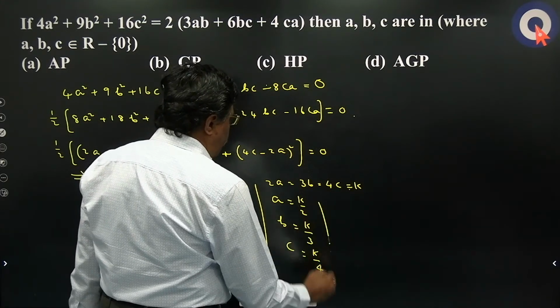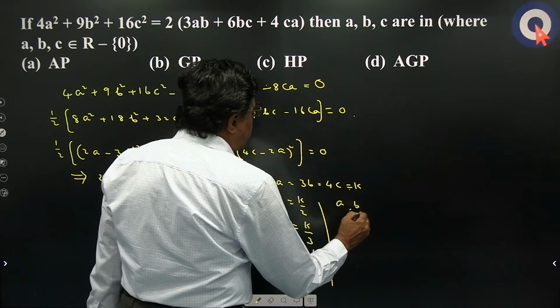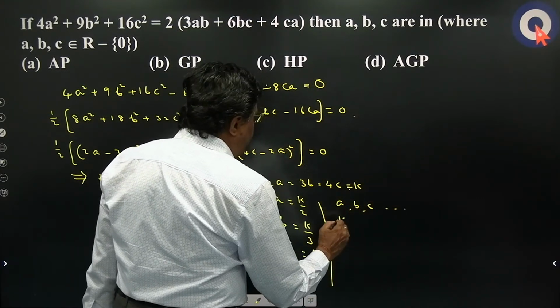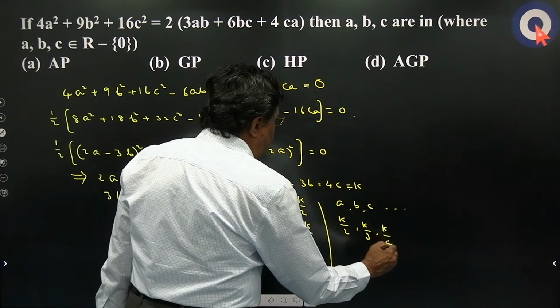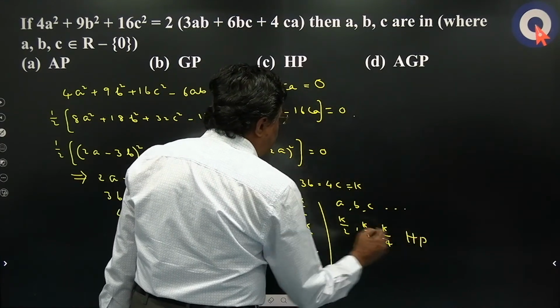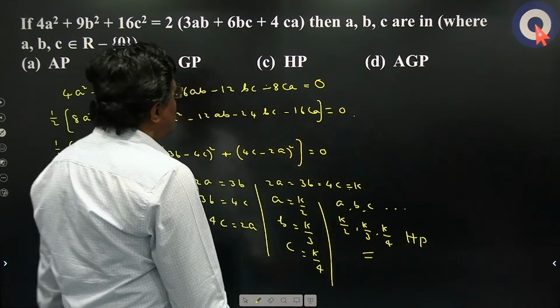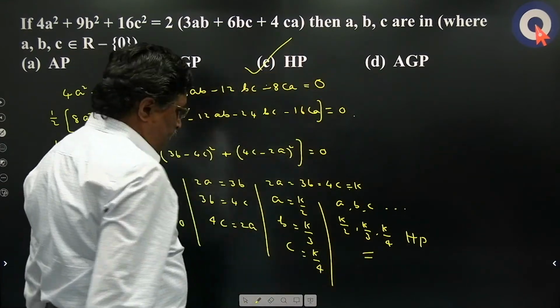So therefore, a, b, c are in what is he telling. So you have k by 2, k by 3, k by 4. You can at once see that they form a HP, right? So they form a HP. So the answer is C.